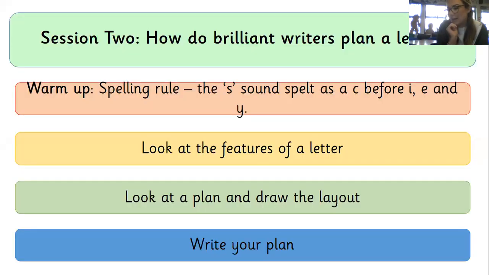We're going to be planning our letter today, so we're going to do a plan. And that's why our question is, how do brilliant writers plan a letter? So we're going to go back to the spelling rule, that sound which is spelled as a C when we see it before those three special letters. Then after we've done that, we're going to look at the features of a letter. We're then going to look at a plan and we're going to draw it. That might take us a little while, but that's okay. And then we're going to write our plan all together and I'll be there to guide you through.